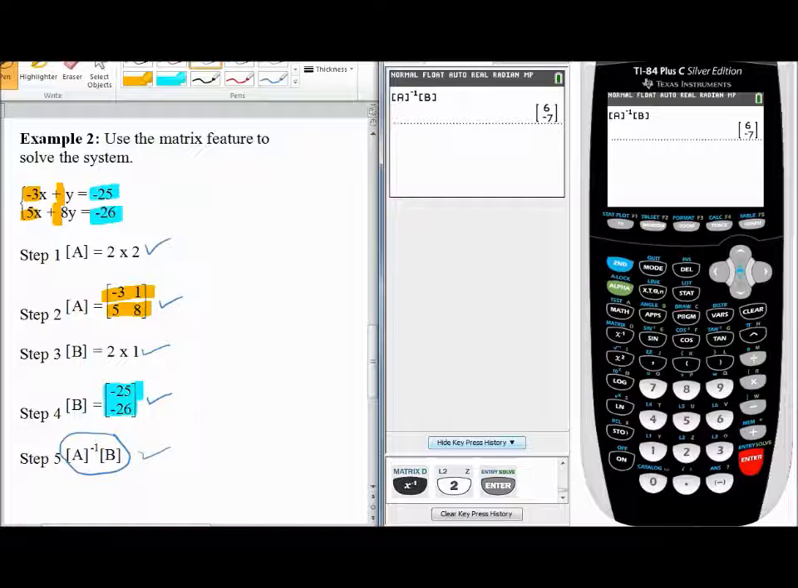Now, if you look over to the right of your calculator key screen, the top number is a 6 and the bottom number is a negative 7. Top number I have 6, bottom number I have negative 7. The top is always the x, the bottom is the y. So over here for my solution, my solution is 6, negative 7.